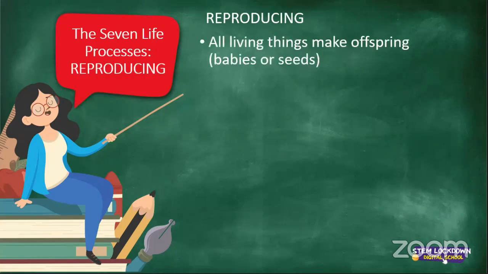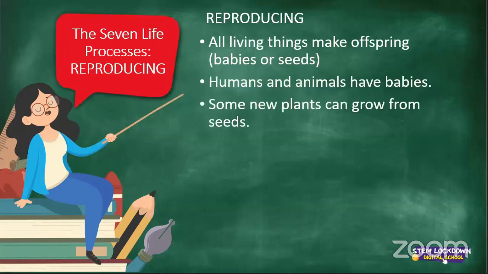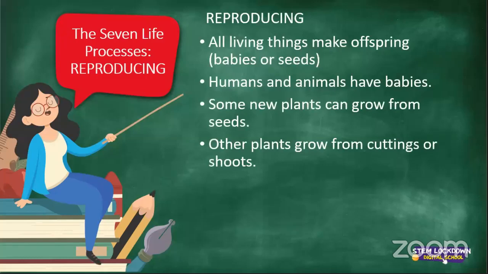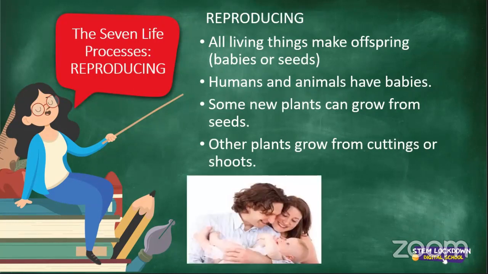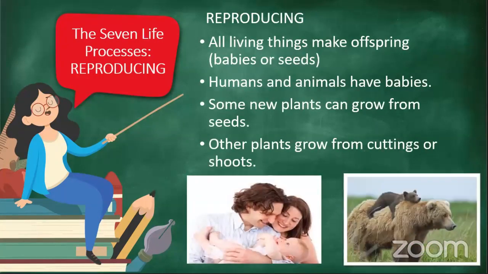All living things make offspring. Any living thing makes offspring. That means they make babies or they make seeds. All humans and animals can have babies. And when we look at plants, some new plants can grow from seeds, or other plants grow from cuttings or from shoots. Here we have a little baby. It can have babies, and there's a cute little one that I thought a lot of you would like, a little cub.